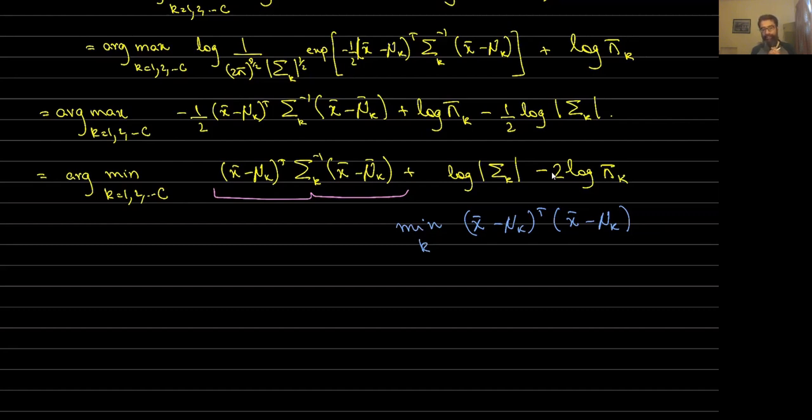Had this been an identity matrix? Okay. Now, does all of this make sense? This is just minimizing the Euclidean distance. Okay. Yes, sir. Right. Now this is not an identity matrix here, right?